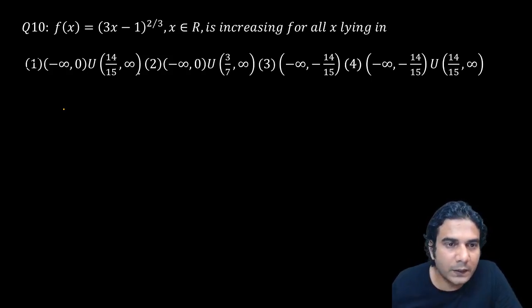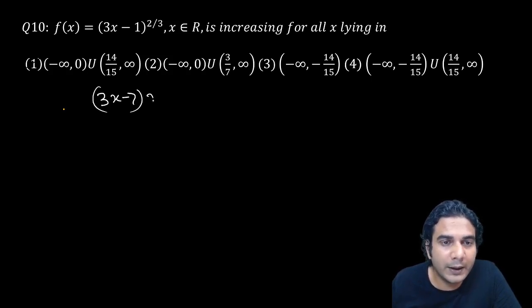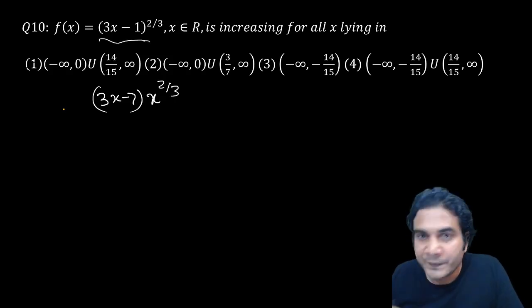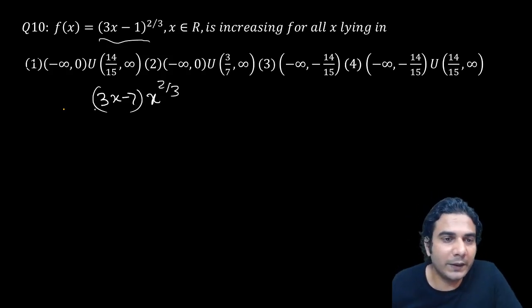All right, so there's one correction in this. This is 3x minus 7. It is not typed properly. X raised to 2 by 3. Otherwise you can do it very simple. I mean, this will become a very easy problem. If you put 2 by 3, you can do it using graphs only without even differentiating.